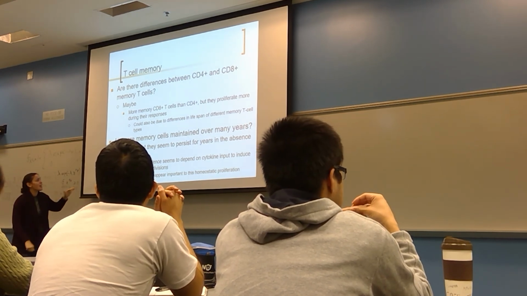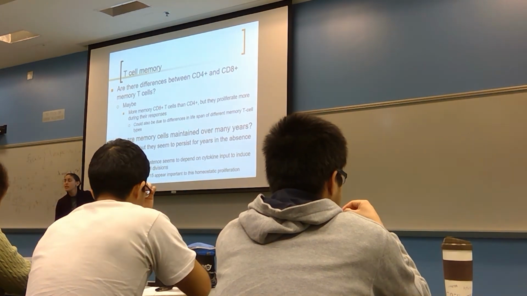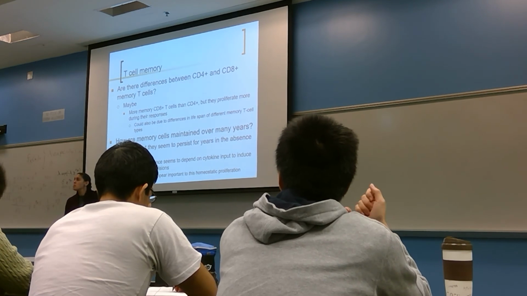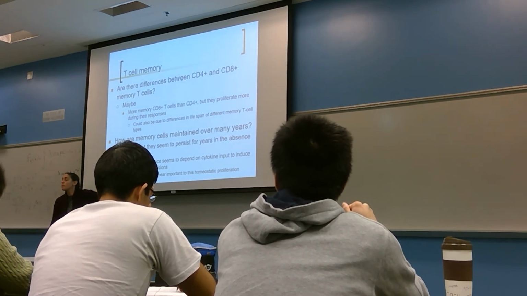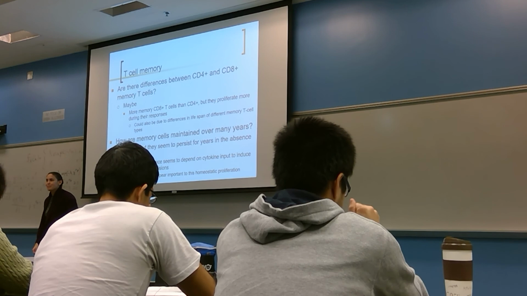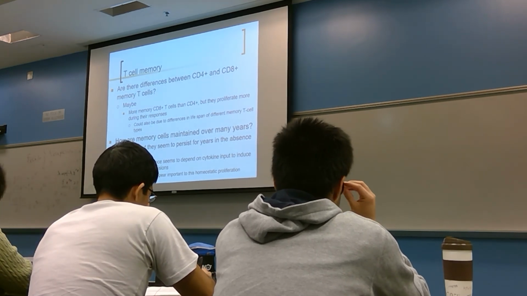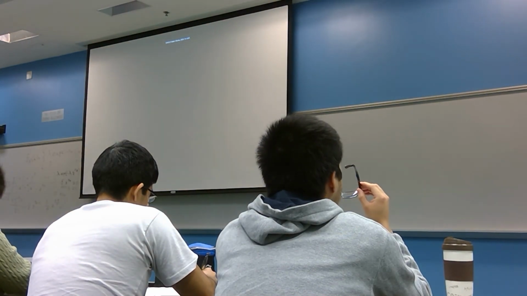We do know that we see cell division as the result of IL-7 and usually IL-15. We don't know why we're producing those at any given time. The memory cells. And that is it for T cells.